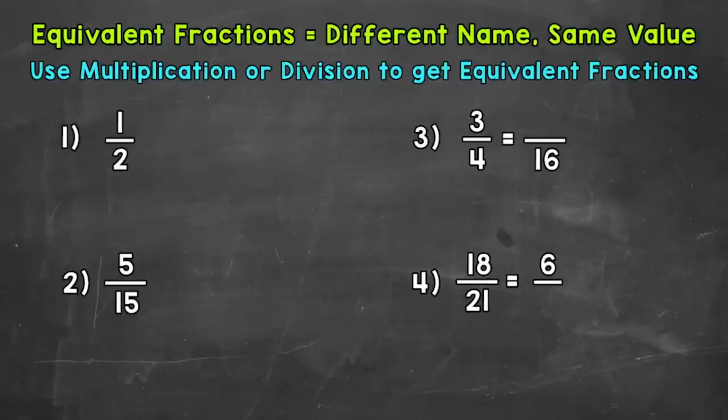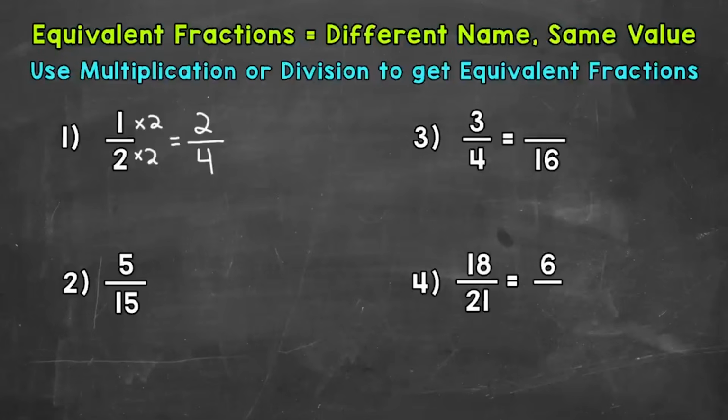Now, we cannot use division for 1/2 because there is nothing we can divide 1 and 2 by, our numerator and denominator. The only common factor is 1. So we're going to have to use multiplication. So let's multiply our numerator and denominator by 2 in order to get our first equivalent fraction. So multiply by 2, and we get, well, 1 times 2 is 2, and then 2 times 2 is 4.